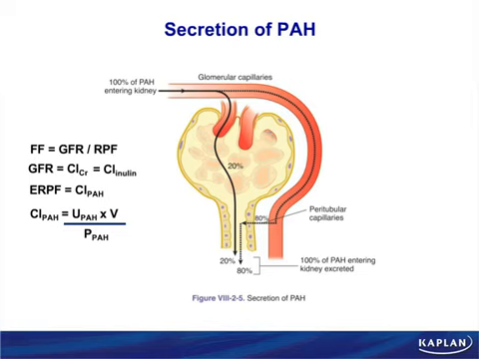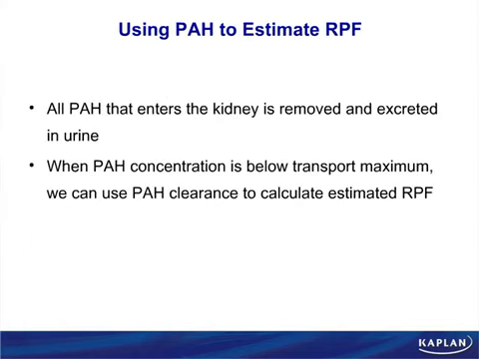So it's the same concept as high concentrations of PAH. Okay, so to summarize, we use PAH to estimate the renal plasma flow. At low concentrations of PAH, all the PAH that enters the kidneys is removed and excreted in the urine. And when PAH concentration is below transport maximum, we use PAH clearance to calculate the estimated renal plasma flow.